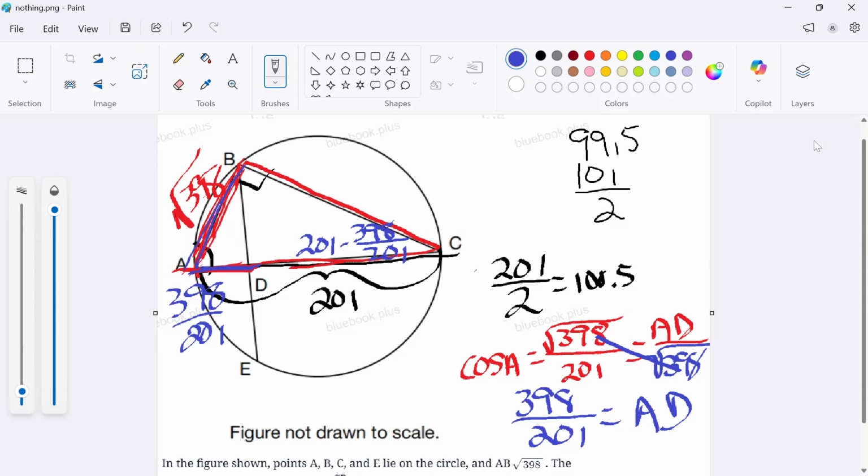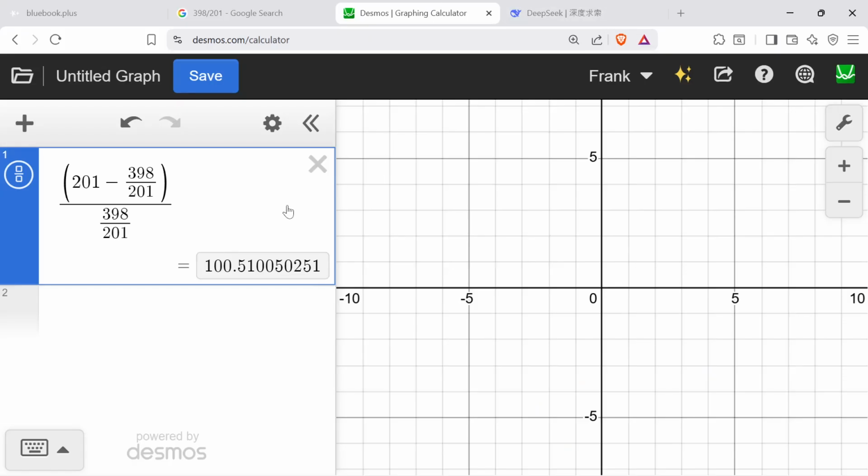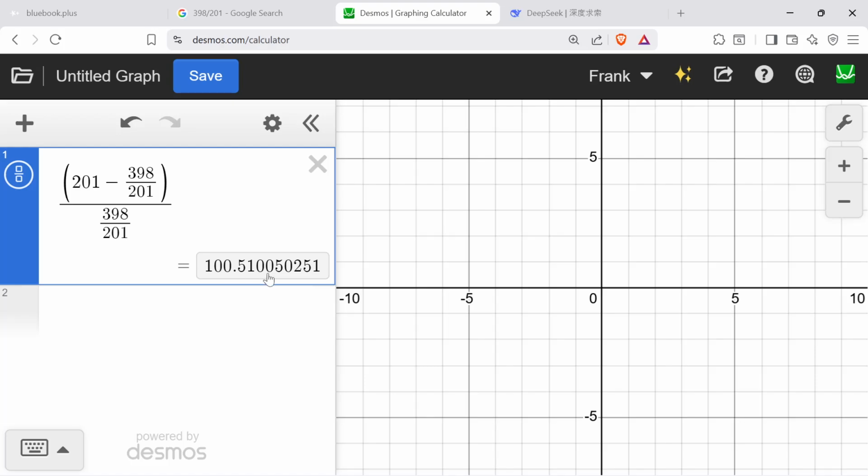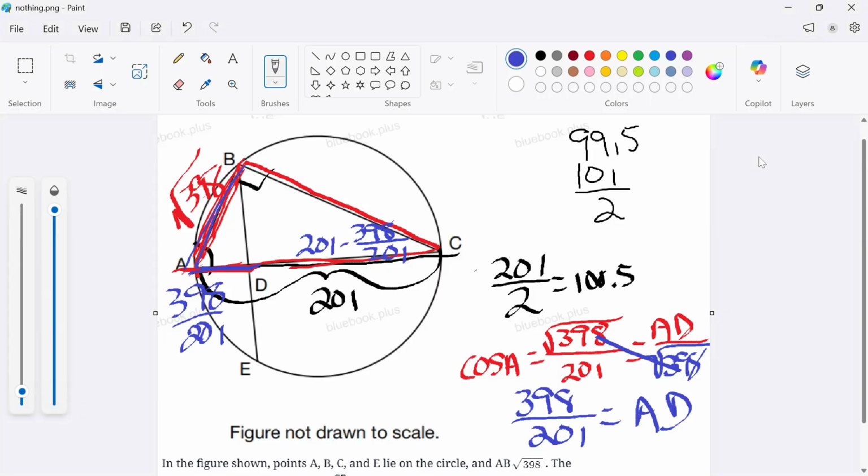So the ratio of that, I can put that in Desmos. 201 minus 398 over 201, that's CD, to AD, which is 398 over 201, is 100.51. But in SAT, with 1, 2, 3, 4, 5 characters, it's 100.5. So again, that comes out to 100.5.